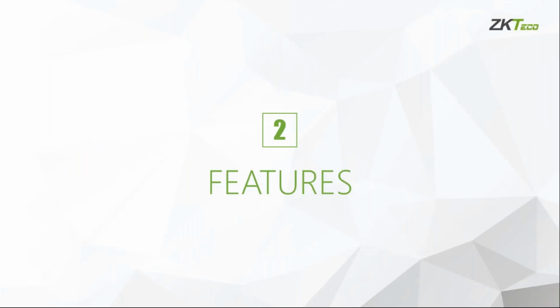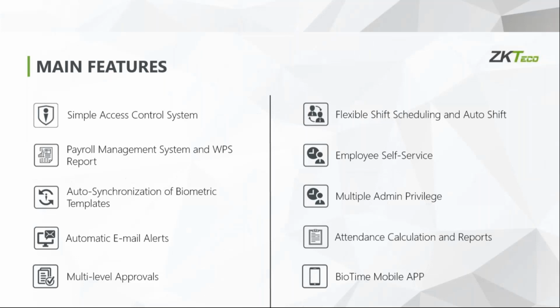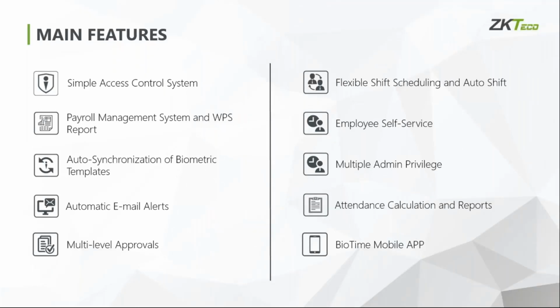So let's move to features. Here we will be explaining each feature, and I will be explaining through the software itself, so it will be clear for you. These are all the main features. As you know, in BioTime, there are different modules to handle the complete attendance system. For example, we have access control, the payroll module, and for the HR system, we have the personnel module. And to manage the machines, we have a device module.